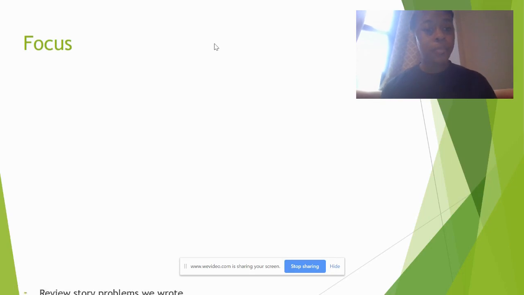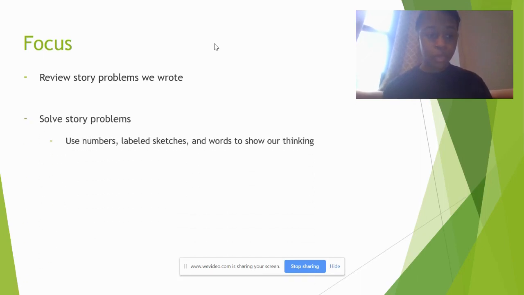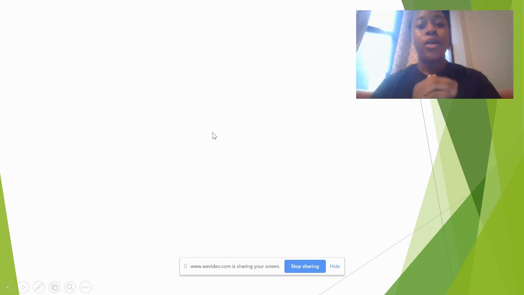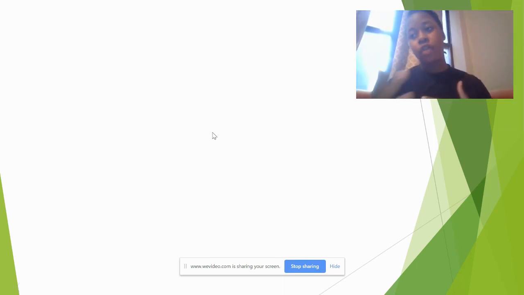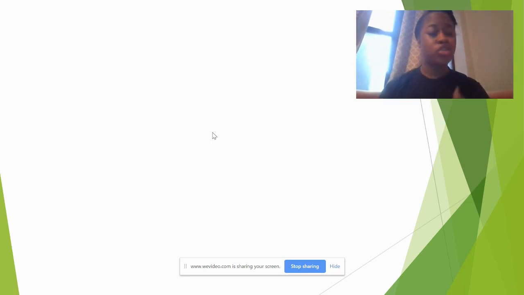Our focus for today will be to review some of the story problems we wrote yesterday and to solve story problems with a special focus on using numbers, labeled sketches, and words to show our thinking. All right, guys, before we start doing any solving, there were a couple of work samples that I wanted to shout out. Now, if we don't show your work right now, that does not mean anything's wrong with it. I had a really hard time picking which students' work I wanted to show, but the friends I'm about to show now just had super neat strategies, and I just wanted to shout them out for a moment.